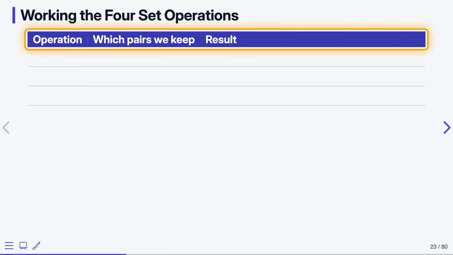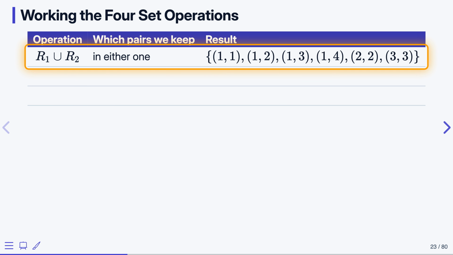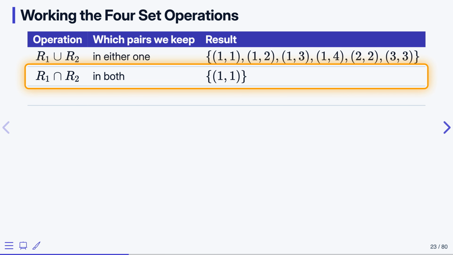Now we work the 4 operations. The union keeps every pair that is in either relation. So we take all 3 pairs of R1 and all 4 pairs of R2, and we write the shared pair (1, 1) only once. That gives 6 pairs. The intersection keeps only the pairs that are in both relations. The only pair in both is (1, 1), so the intersection has just that single pair.